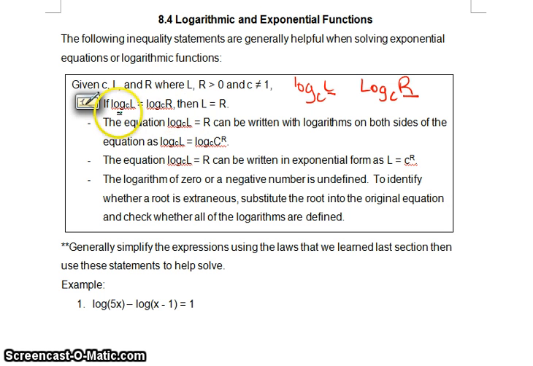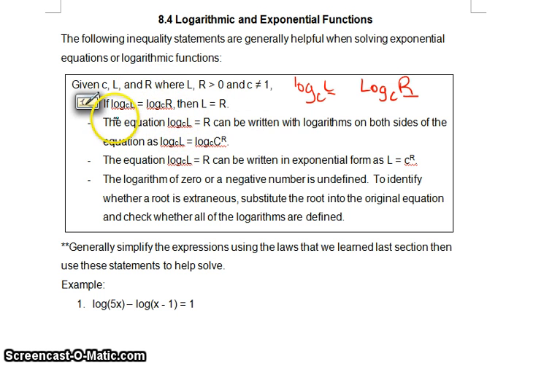So if we have log base c of L is equal to log base c of R, so they have that same base and they're equal to one another, then L is equal to R. So it's important that we have the same base and they're equal to one another, so then that means that L and R have to be equal, okay?